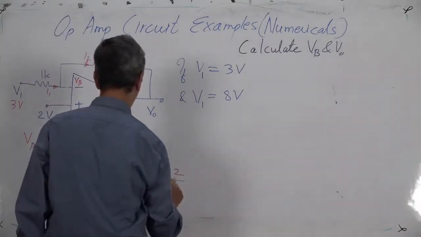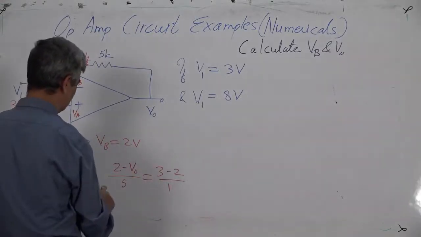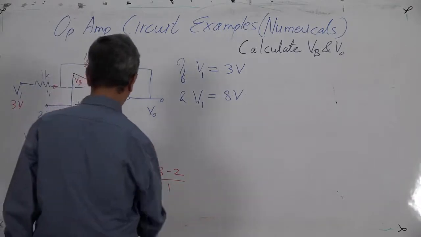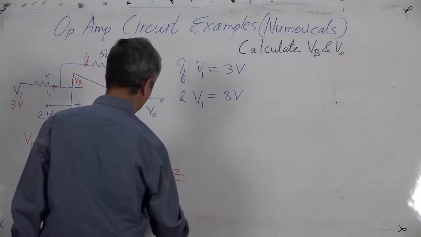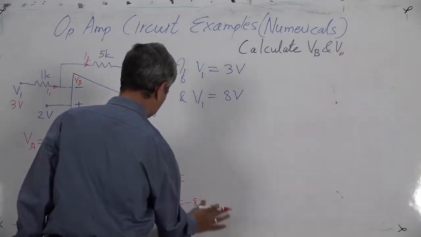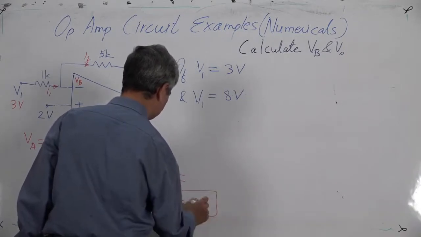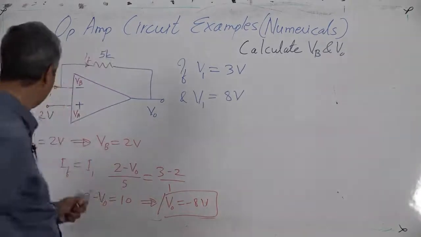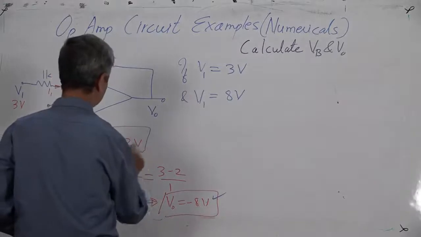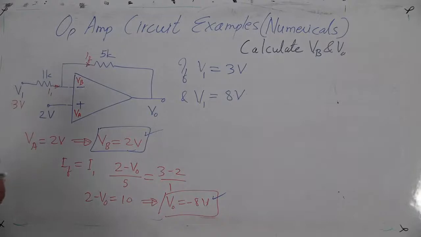is equal to I1, which is 3 minus 2 upon 1. So it is 1. If 5 goes on the other side, 2 minus VO is equal to 5, which gives rise to, 2 goes on this side, minus VO is 3. So, VO becomes minus 3 volts. As VO is minus 3 volts, this is correct and this is also correct in the first case. Now, we go for the second case.